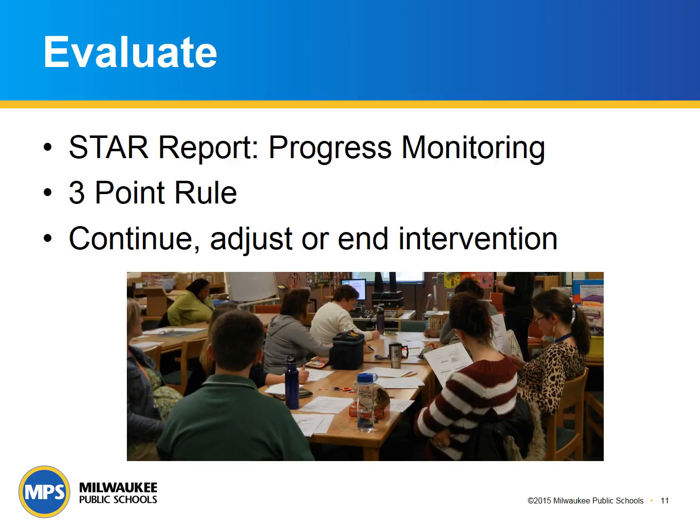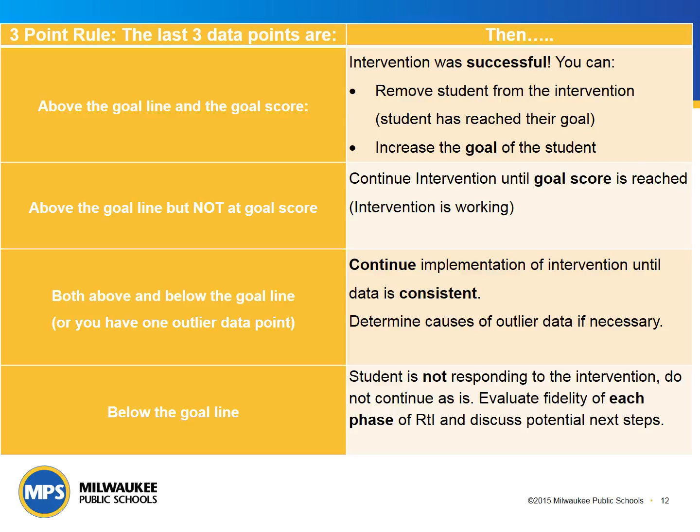After the student has been progress monitored at least 3 times using STAR, the teacher or teacher team can begin to evaluate the student's progress with STAR. Teachers should go on STAR and run the progress monitoring report to view the growth of the students on STAR since being identified for an intervention. Teachers should use the 3-point rule. Using the 3-point rule, the teacher looks at the last 3 data points on STAR.